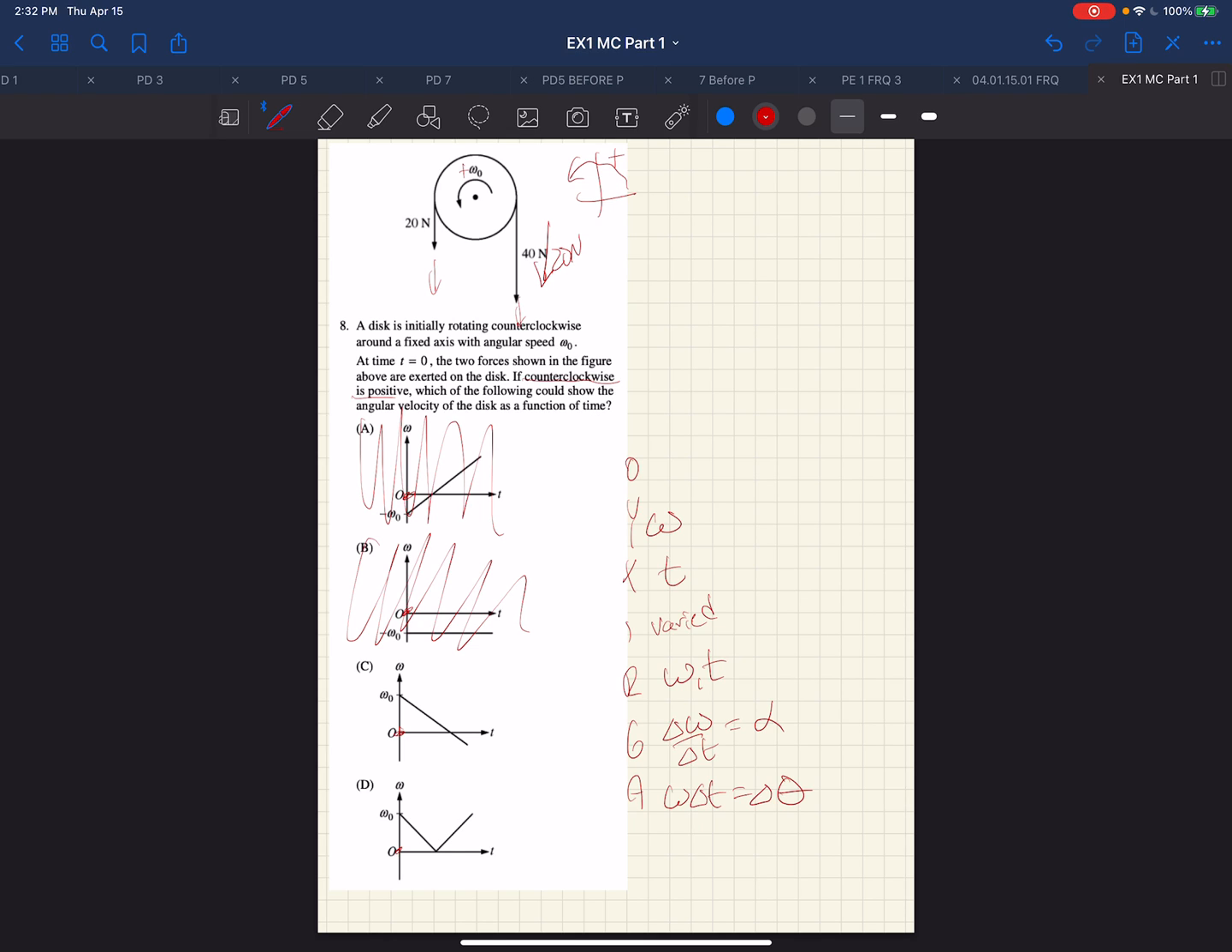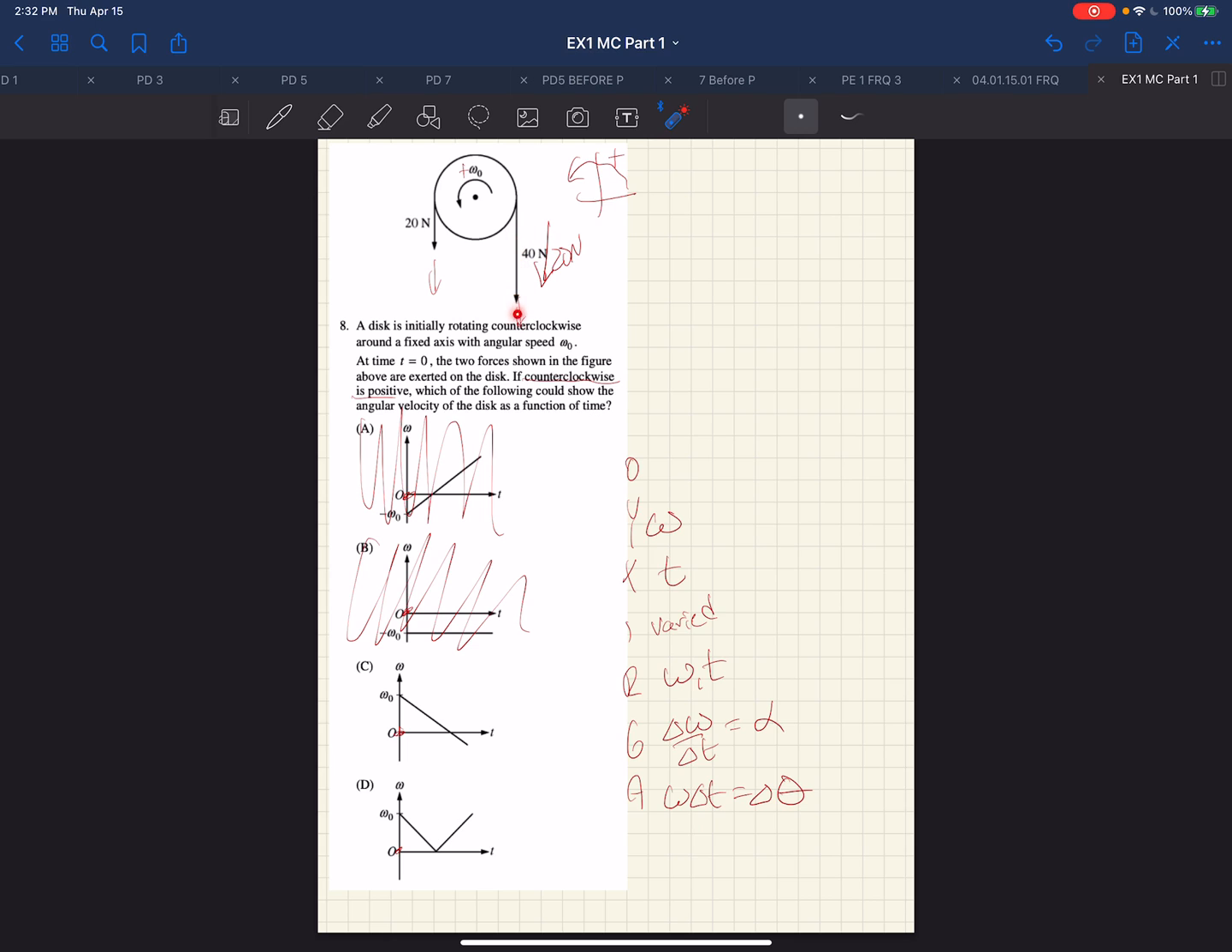So this thing is rotating in a counterclockwise fashion, but there is a force tugging it back, slowing it down. So what we should be seeing is the omega decreasing, and eventually it will get to 0. And in choice C, we see it decreases and gets to 0. And in D, it decreases and gets to 0. The difference between C and D now is what happens next.